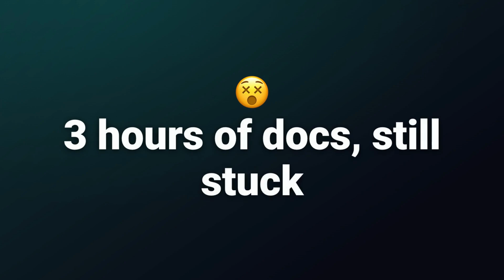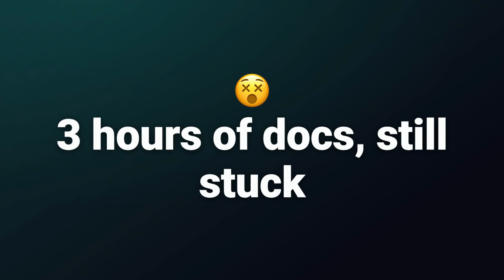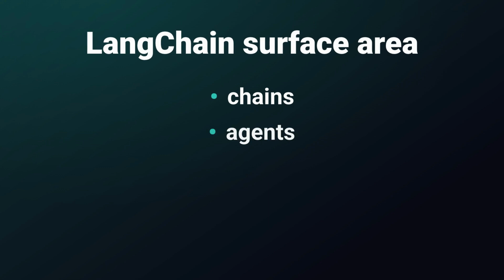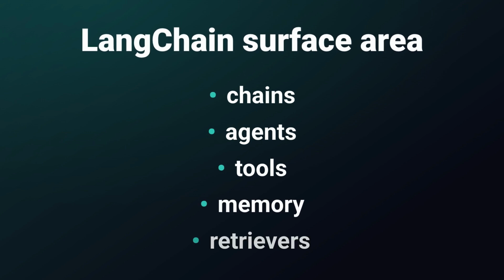You've spent 3 hours reading LangChain documentation, and you still can't get a basic agent to answer a question about a PDF. Sound familiar? The promise was simple orchestration of language models, but somewhere between chains, agents, tools, memory, and retrievers, you started wondering if there's a faster way in.